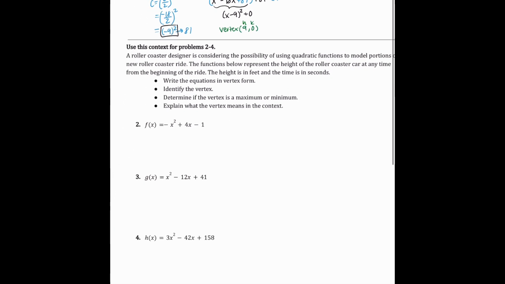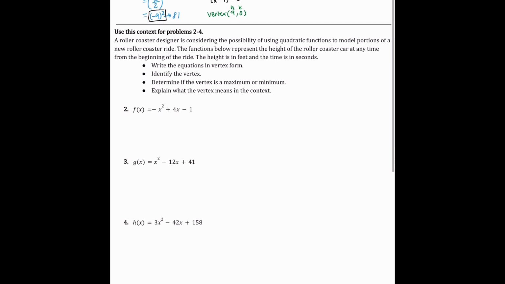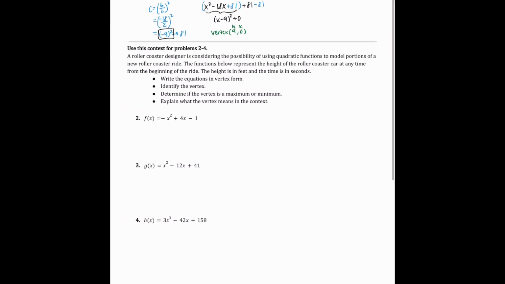Go ahead, number 2. Number 2 says, use the context of the problem for 2 through 4. A roller coaster designer is considering the possibility of using quadratic functions to model portions of a new roller coaster ride. The functions below represent the height of the roller coaster car at any time from the beginning of the ride. The height is in feet, and the time is in seconds. What I want you to do is write the equation in vertex form, identify the vertex, and determine if it's a max or min. Explain what the vertex means in the context.